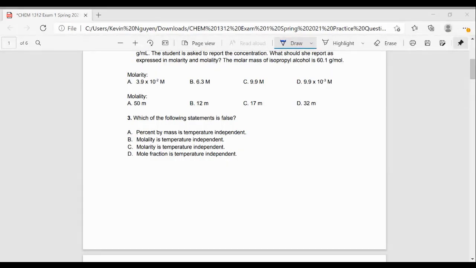The next one, C, molarity is temperature independent. Okay, that's going to be true. Why are liquids temperature dependent, solids not? So it's not that liquids are solids, it's more mass versus volume.